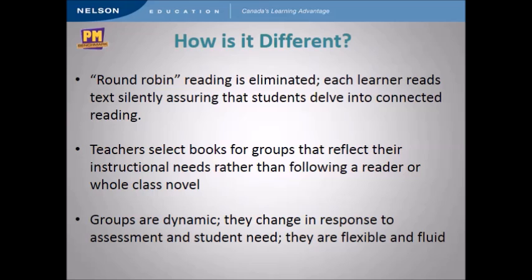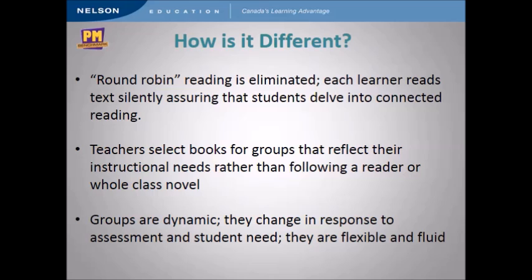And how is it different? Well, the teacher is going to select books for the various groups that reflect their reading level and reflect their instructional needs. So all the students in the class are not reading the same text. And perhaps most importantly, knowing that these groups are dynamic. In other words, unlike in the past when you started a reading group in grade 1, you pretty much stayed in that reading group your whole life.